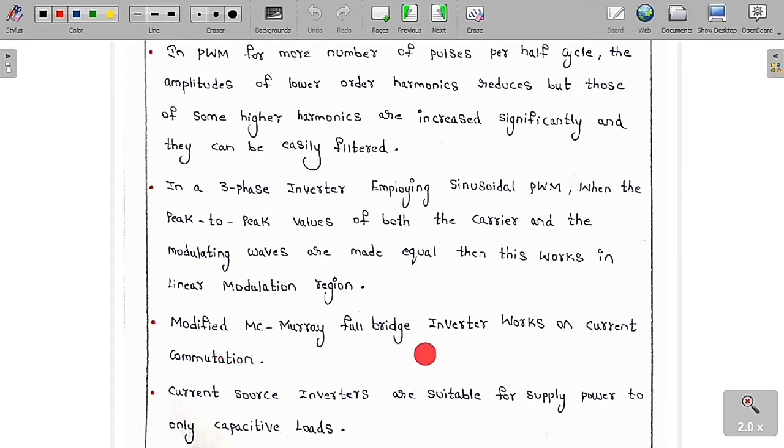Modified McMurray full bridge inverter works on current commutation. So this bridge, which is the modified McMurray full bridge inverter, works on the current commutation.